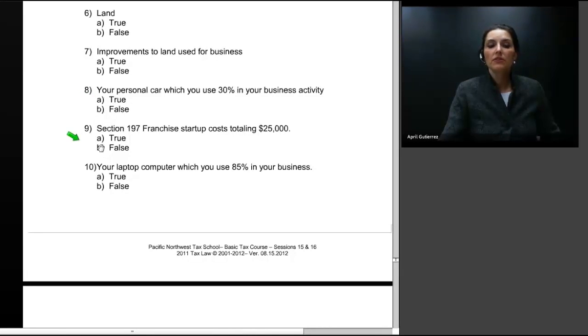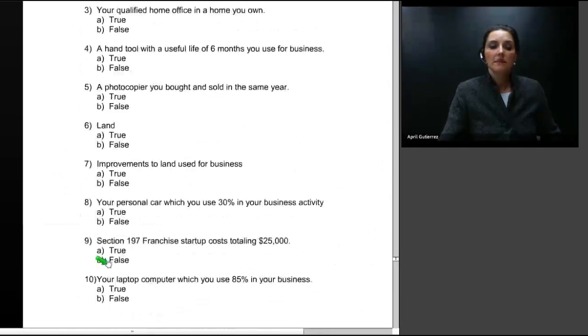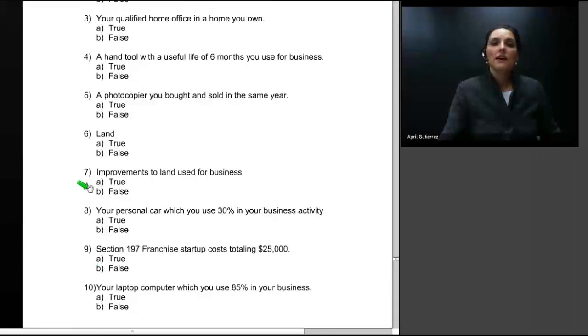Are those depreciable? Well, technically false. You do not depreciate intangible assets like franchise costs. Those are amortized. And question number 10, your laptop computer, which you use 85% in your business. Is that depreciable? And the answer is yes, it is. That's a true statement. So that concludes the review of the Session 15 homework answer key.